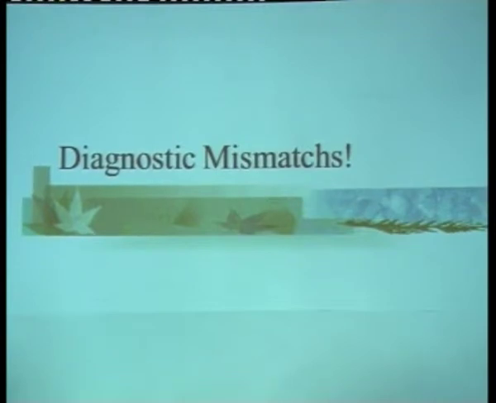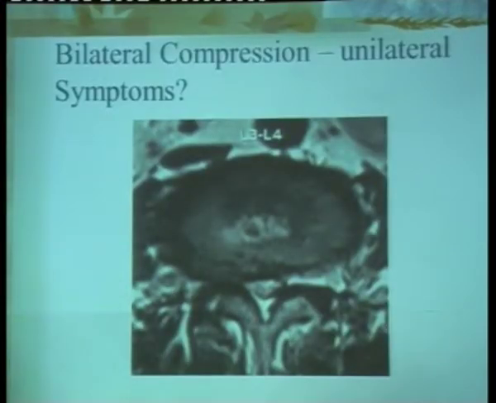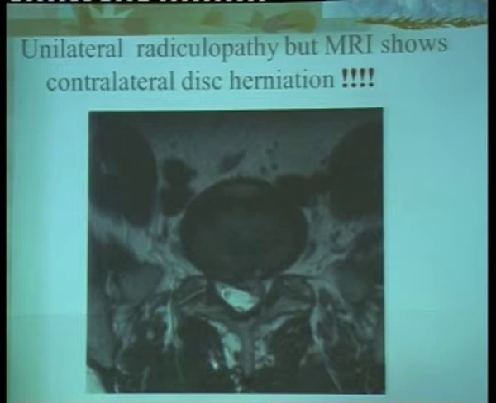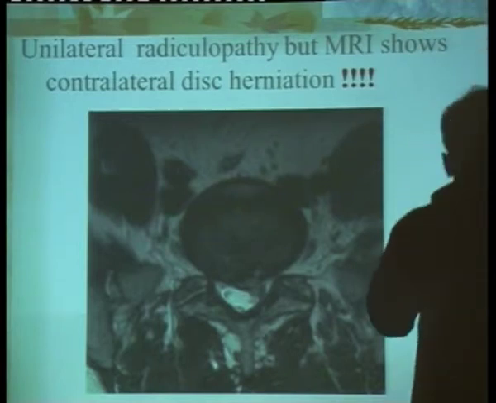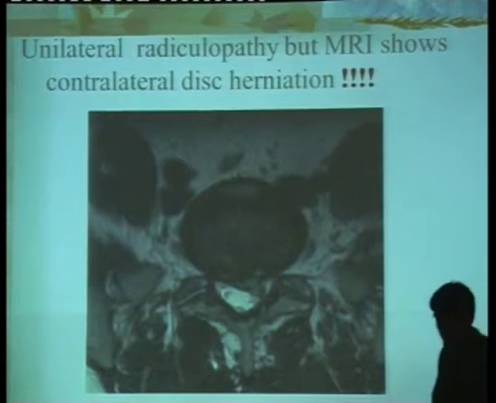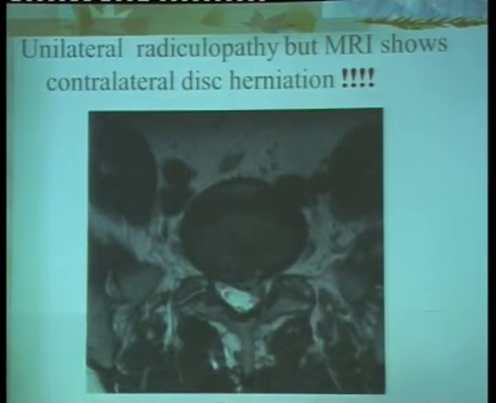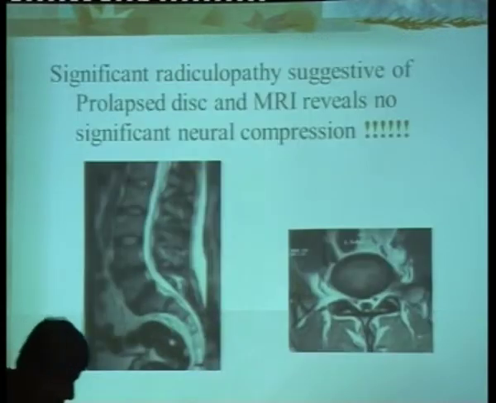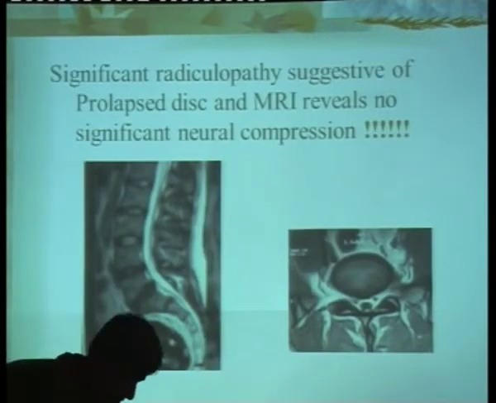Lastly, what about diagnostic mismatches? When you have a bilateral compression and you have unilateral symptoms, or when you have unilateral radiculopathy, but MRI shows contralateral disc herniation. Should you operate on the side of the disc or should you operate on the side the patient has pain? Or if you have a unilateral problem, should you decompress bilaterally? Although the decision is not very clear-cut in literature, I think for the Indian patient in whom a second spine surgery is a big taboo, it would be much better to operate and decompress on both sides. Both of these can have a microdiscectomy and that is not a major problem.